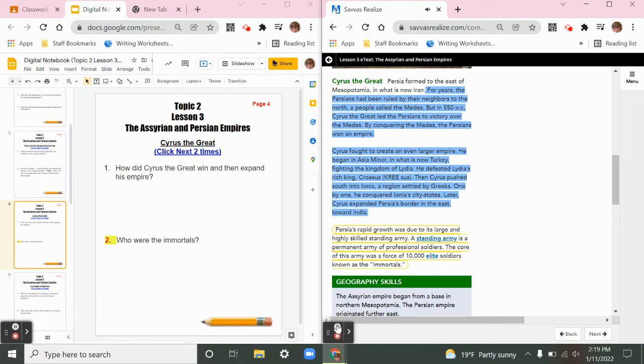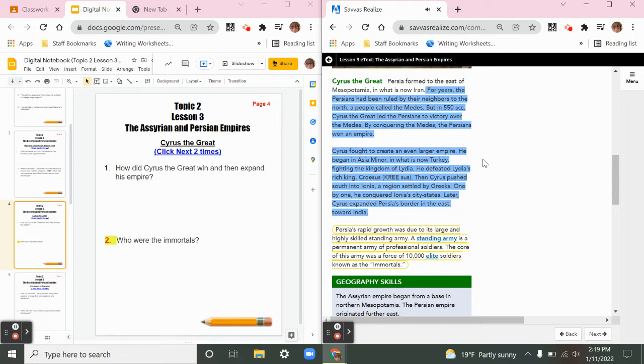Cyrus the Great. Persia formed to the east of Mesopotamia in what is now Iran. For years, the Persians had been ruled by their neighbors to the north, a people called the Medes. But in 550 BCE, Cyrus the Great led the Persians to victory over the Medes. By conquering the Medes, the Persians won an empire.